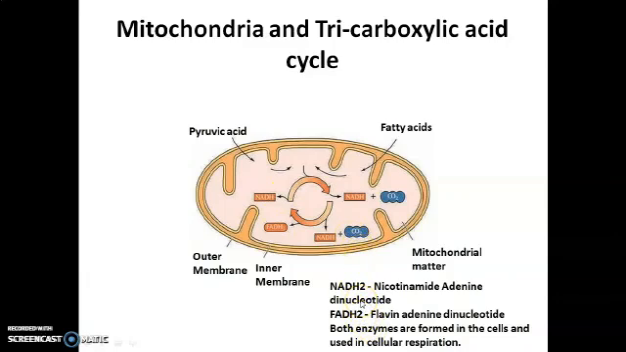Now NADH2, I already told you, is nicotinamide adenine dinucleotide, and FADH2 is flavin adenine dinucleotide. Now these are basically the coenzymes that are formed in the cell and used in cellular respiration. You all know what the use of an enzyme is. It is used to speed up the chemical reaction. So in the case of higher animals, the energy requirement is more, so we need the oxidation of food at a faster rate. Therefore both these are used.